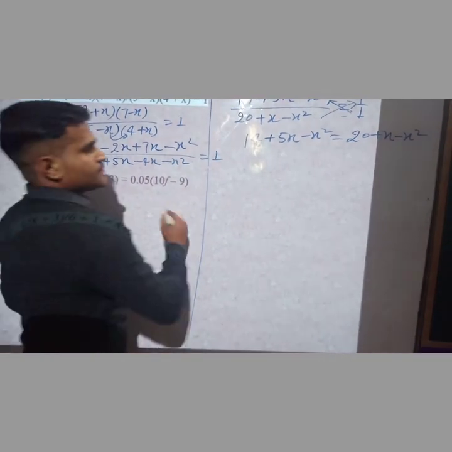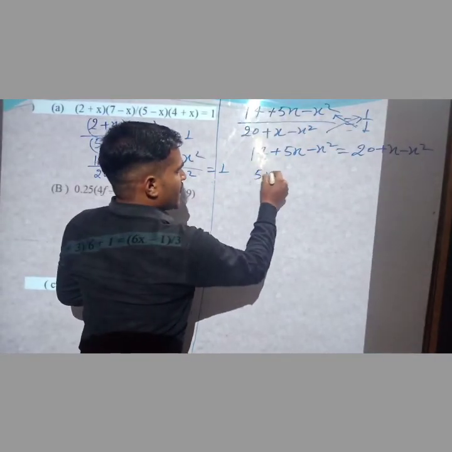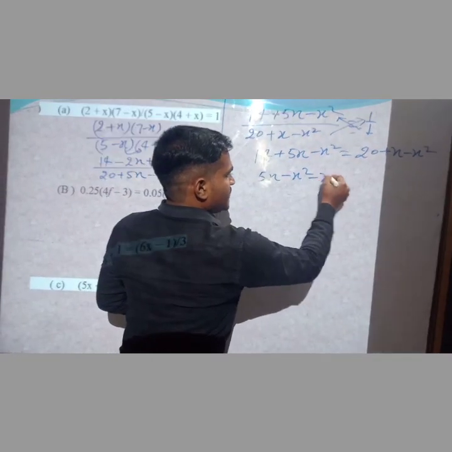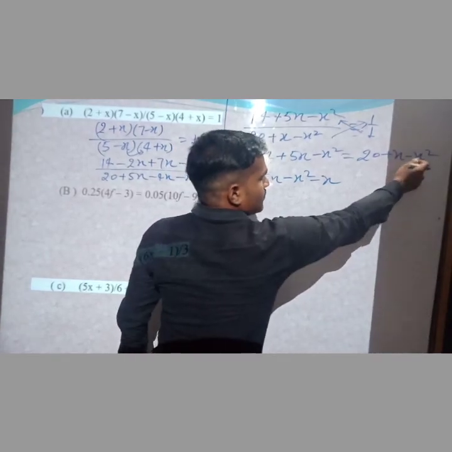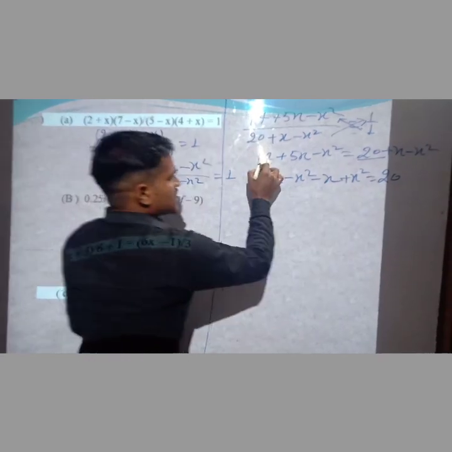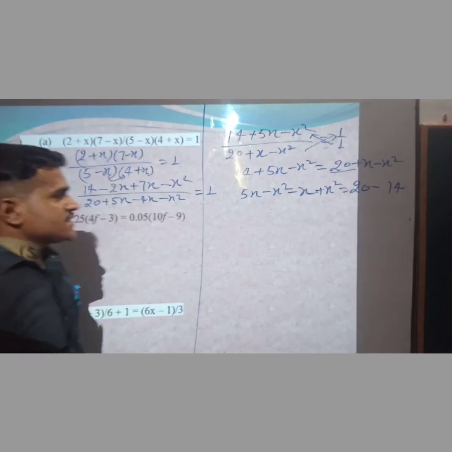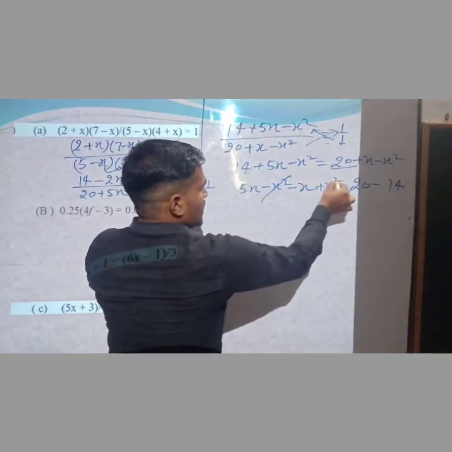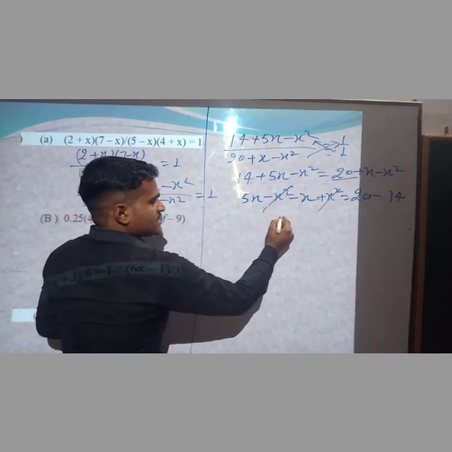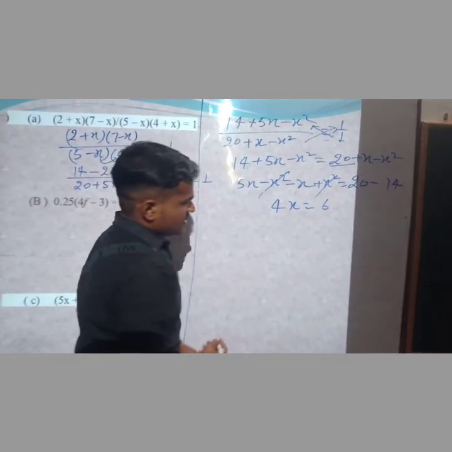Yes, so by transposition, transpose it, so we get 5x minus x square. Transpose x from right to left, so it will be minus x, and minus x square becomes plus x square, equal to right hand side, 20 is there. Transpose 14 from left to right, so we get minus 14. Yes students, now minus x square plus x square is cancelled, so 5x minus x, that is 4x, is equal to 20 minus 14, that is 6.